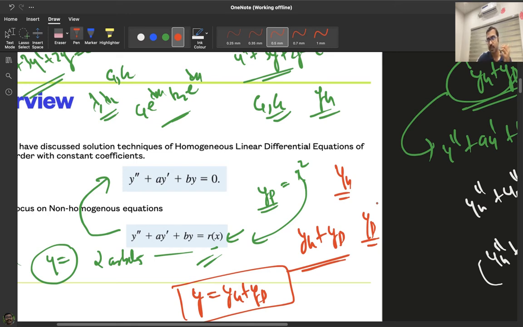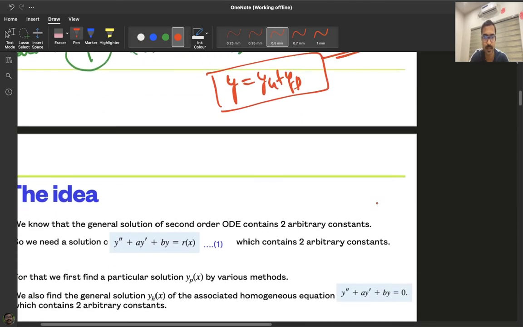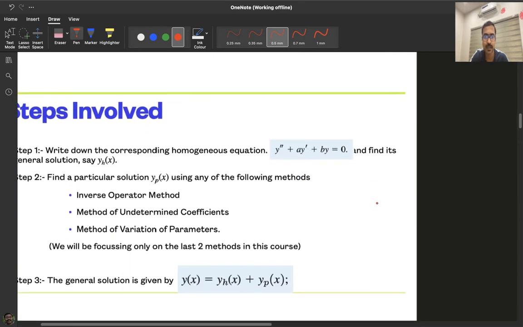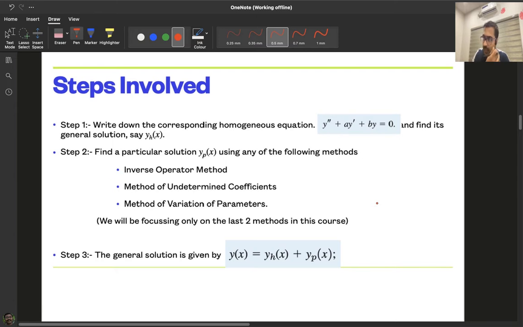There are basically three methods. One is called the inverse operator method. It is not in your syllabus, but it will be useful if you study it, because it will be a great help in solving problems in your GATE examination. Another is the method of undetermined coefficients, and the third is the method of variation of parameters. Only these two methods we have to study.